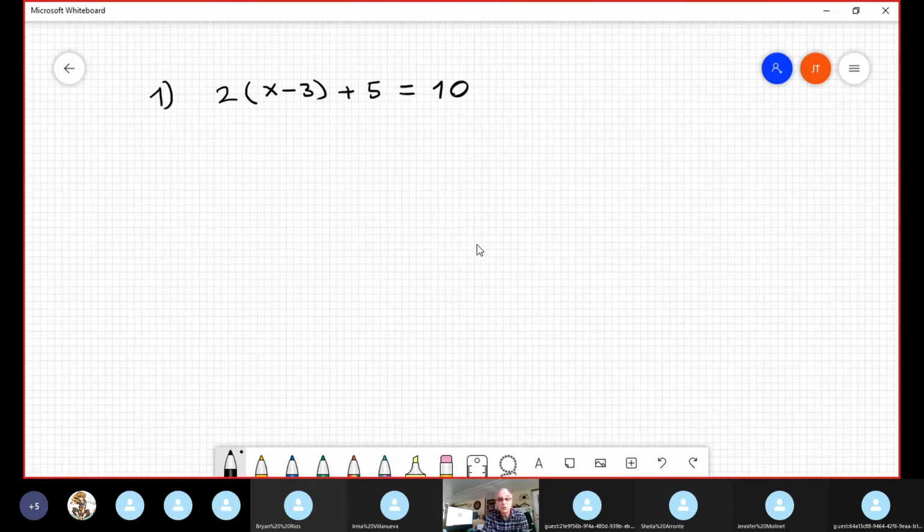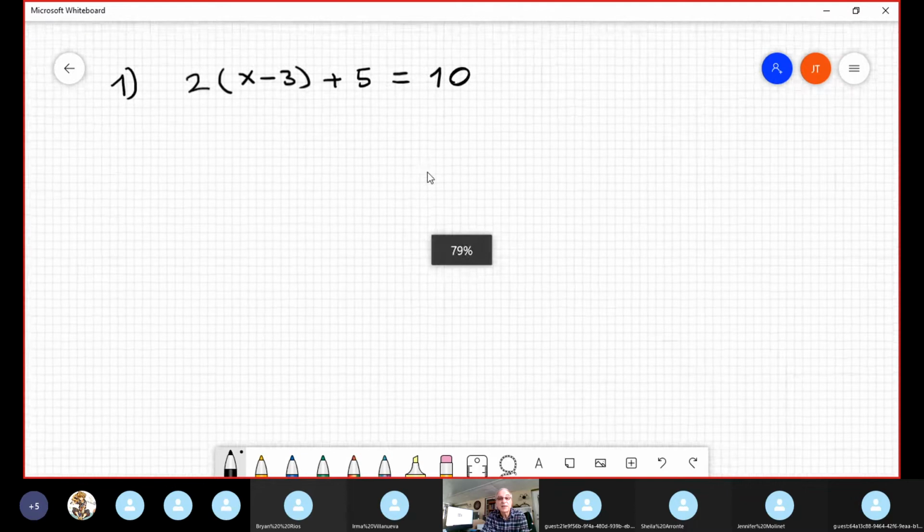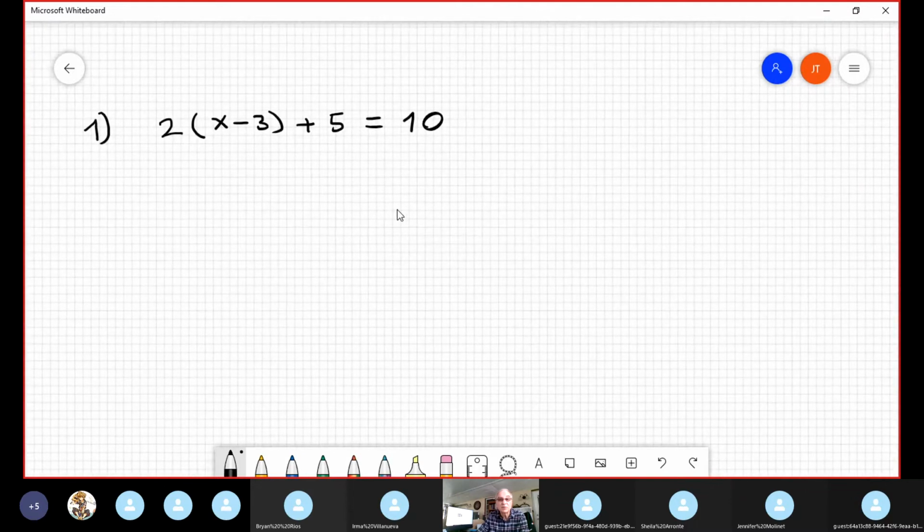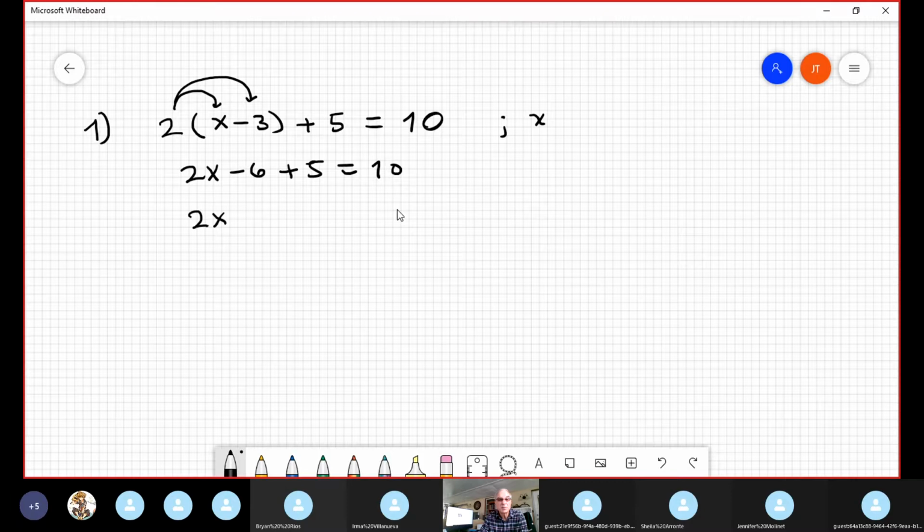So what should I do? Well, you remove the parentheses and solve for x. You have the instruction "solve for x." You apply the distributive property: 2x minus 6 plus 5 equals 10. We combine like terms: 2x minus 1.